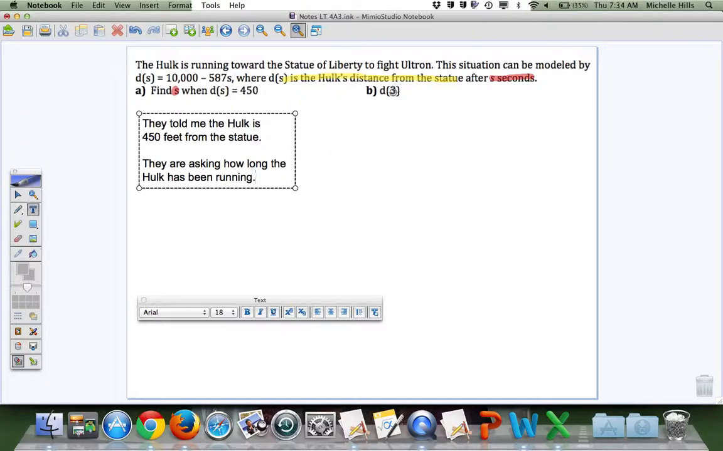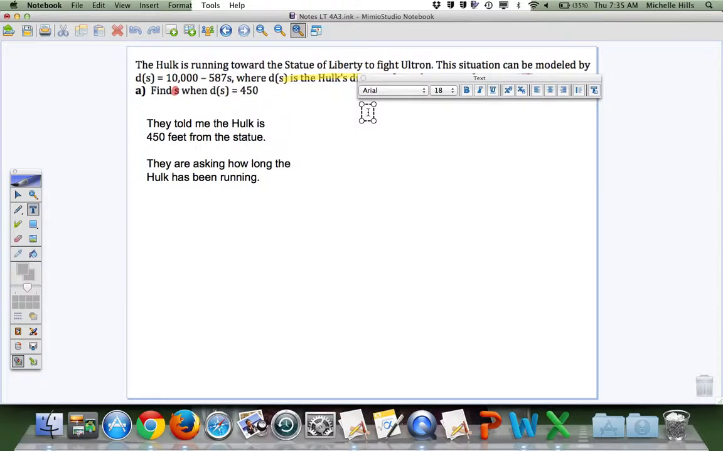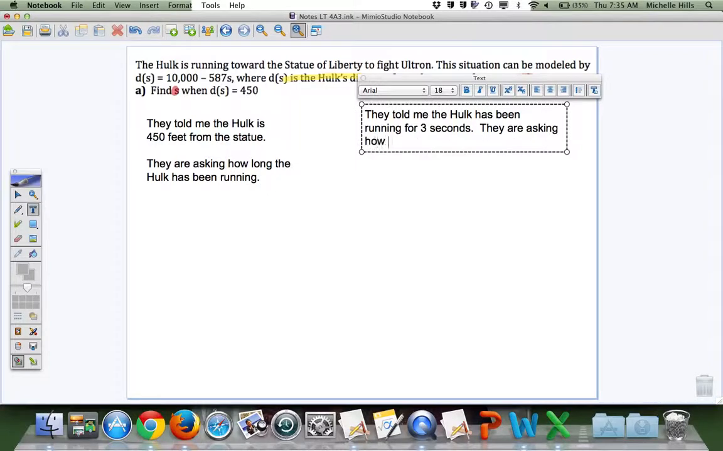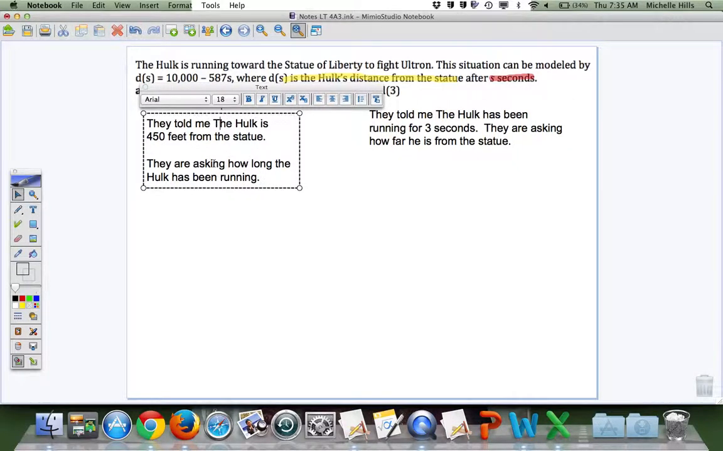The number they gave me here is inside the parentheses. The thing that's inside the parentheses is s, so s is the number of seconds. They told me he has been running for 3 seconds. So they told me the Hulk has been running for 3 seconds, which means they're asking for the other variable. They are asking how far he is from the statue. And I know I made a mistake in there. It should be capitalized, the Hulk, and the Hulk.